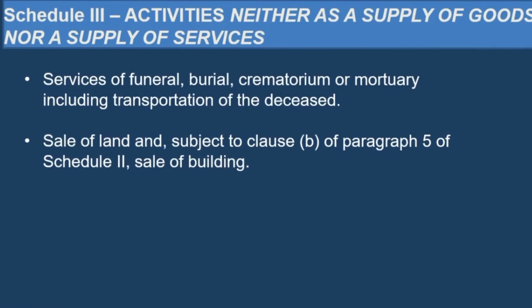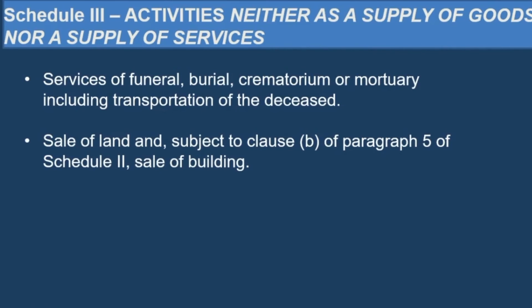But under Schedule 3 this is specifically mentioned that sale of land is neither supply of goods nor supply of service. So sale of land is not at all taxable under GST. Second is subject to Clause B of Paragraph 5 of Schedule 2, sale of building. It means, other than this, the remaining sales of buildings are not supply. So what was there in Paragraph 5 Clause B? It was under-construction house for which consideration is received before the possession or completion.